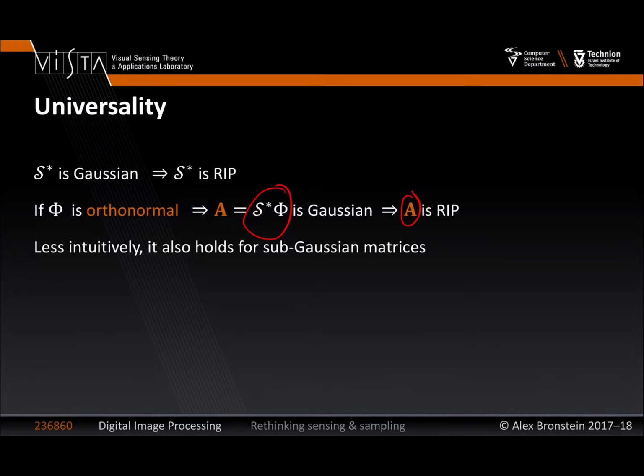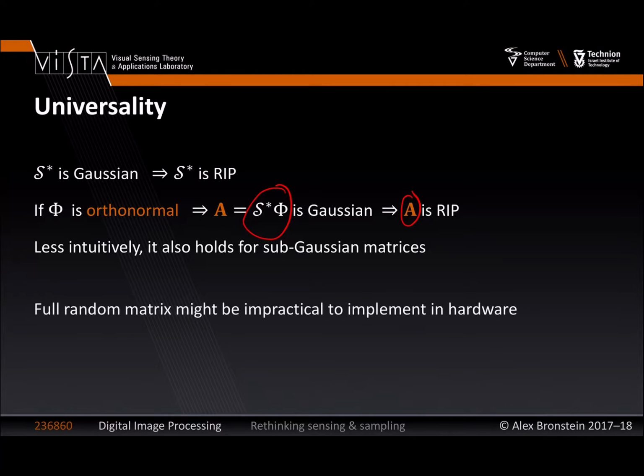For example, if you take binary matrices with zeros and ones, a Bernoulli matrix, it also holds for sub-Gaussian matrices, and this property is called universality. So essentially, a random matrix is good for every dictionary, which is not necessarily obvious. Now, in practice, it might be difficult to implement a full Gaussian matrix or a full binary matrix. So what does it mean in analog hardware?